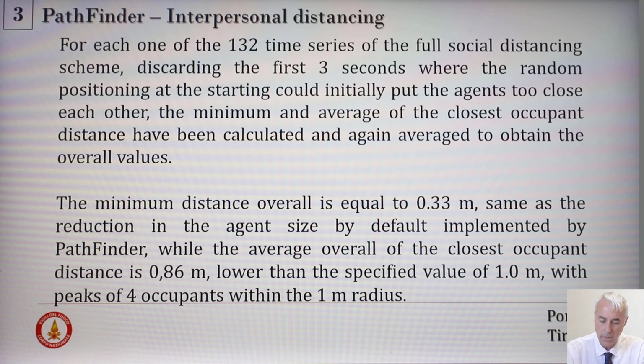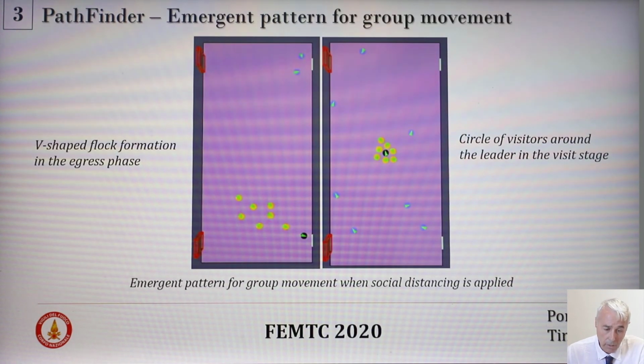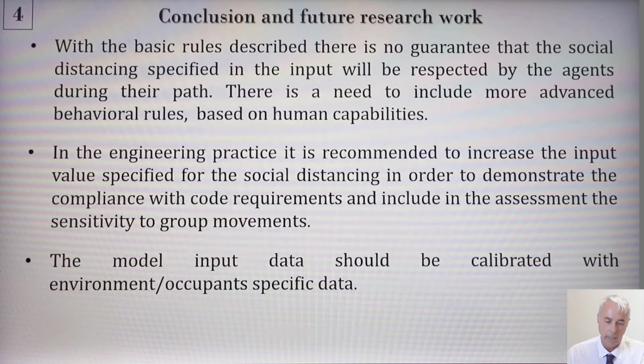We use Monte Carlo simulations, and so we were able to capture when sometimes people get inside the interpersonal distance. But the emergent patterns are well established in the egress phase. We see V-shaped flow formation circling around visitors.